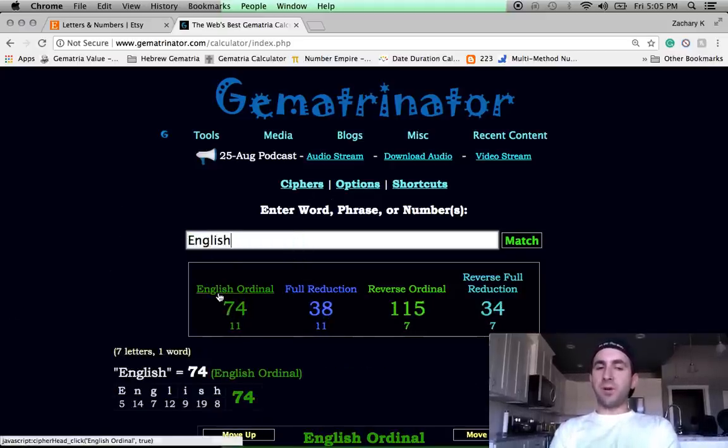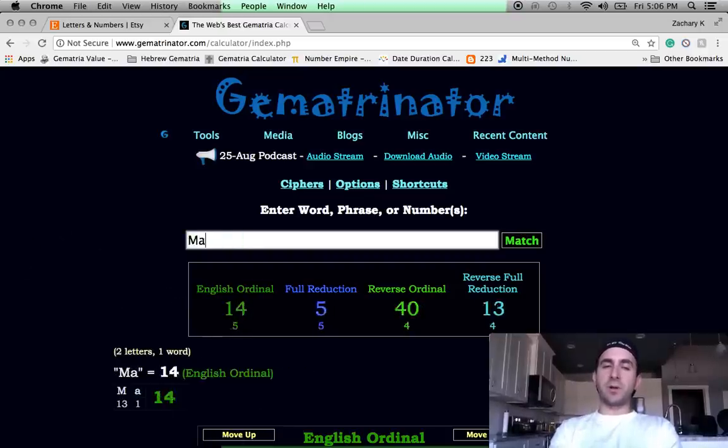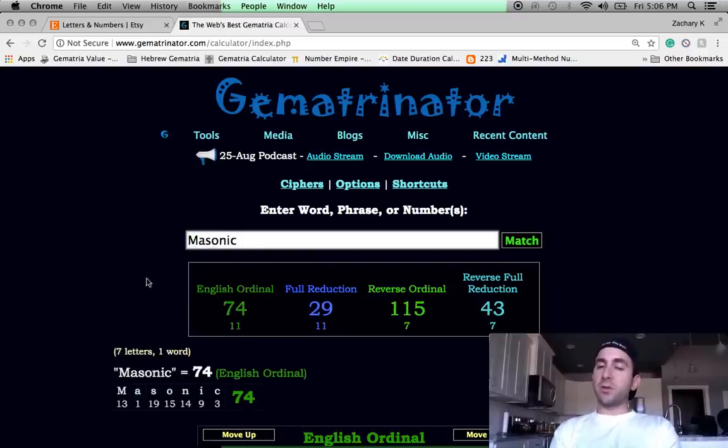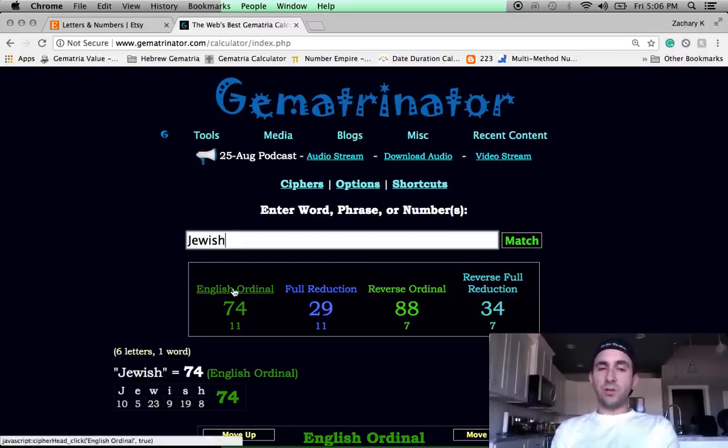But They Live, We Sleep, 74. English with the alphabetic order, 74. Gematria, 74. There's practice coding numbers into words. This code is Masonic. The royal family is Masonic. English is 74 already, so is Gematria. This code's also Jewish. It comes from Jewish Kabbalism. Jewish 74. It's occult knowledge 74.